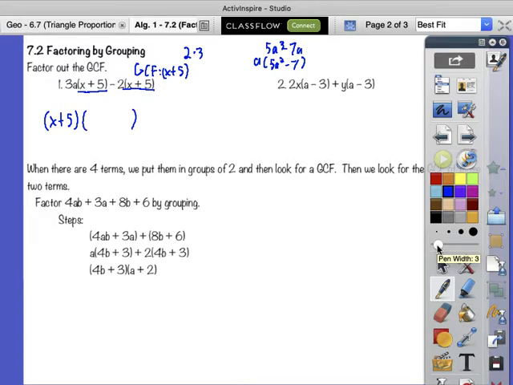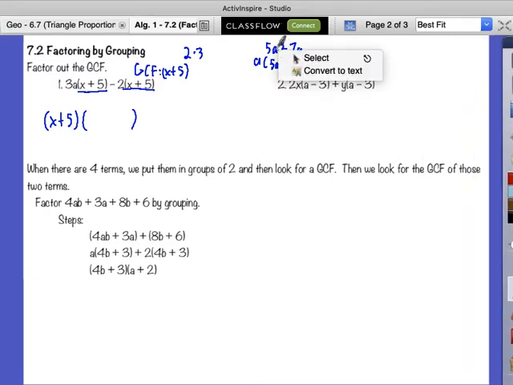So then to figure out what goes in the other parenthesis, same concept. Just like here, we took 5a cubed and divided by our GCF, a, to get what's here. We're going to take this part, 3a times x plus 5, and divide by x plus 5.